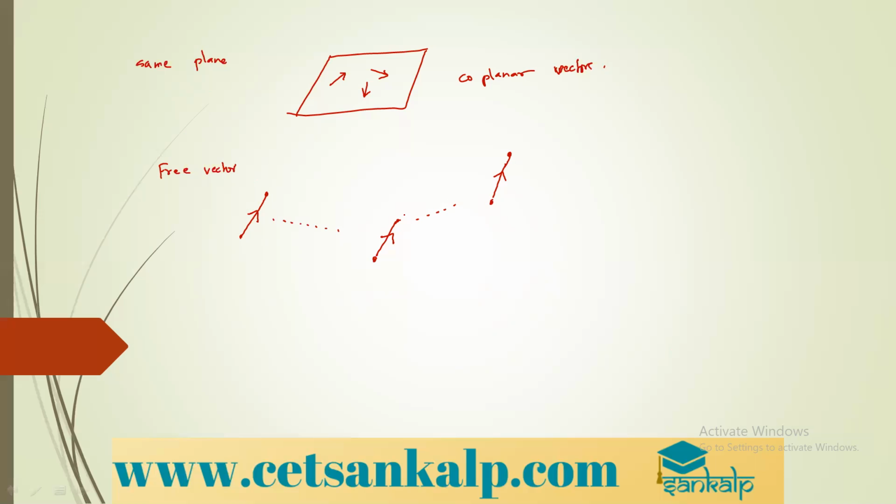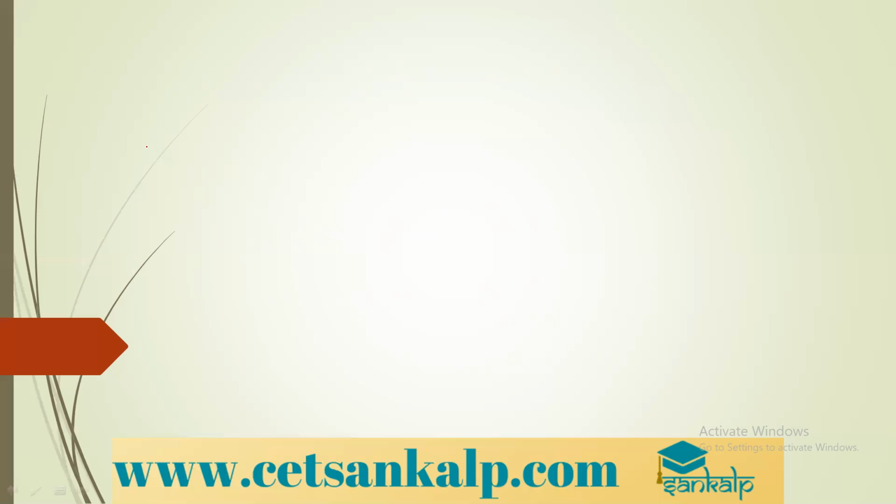Similarly, we have the localized vector. A vector which can be shifted only along its line of action is called a localized vector. Like if there is a line of action and if there is a vector from here to here, it can be shifted only along its line of action. Such a vector is called a localized vector. That is the difference between free vector and localized vector.